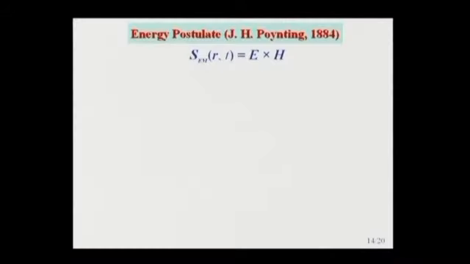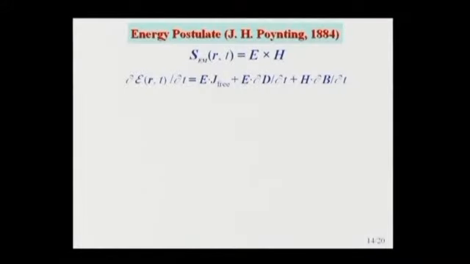It turns out that E cross H is the correct form of the rate of flow of electromagnetic energy per unit area per unit time. But it's not something that you derive from the Poynting theorem. It's something that you have to postulate. This cannot be derived in any other way. But once you postulate that, then you can turn things around and use the Poynting theorem to write this expression.